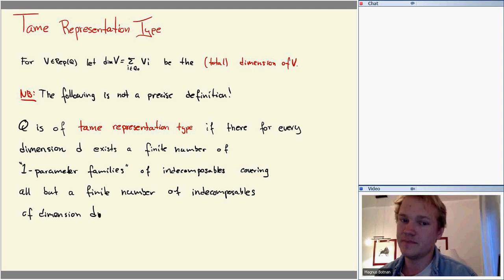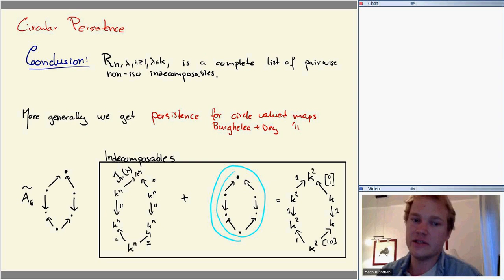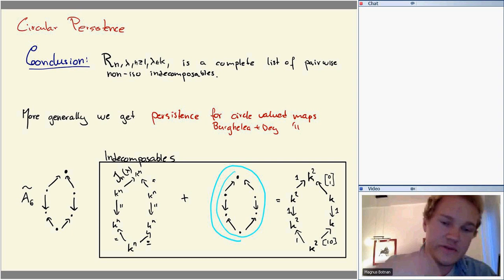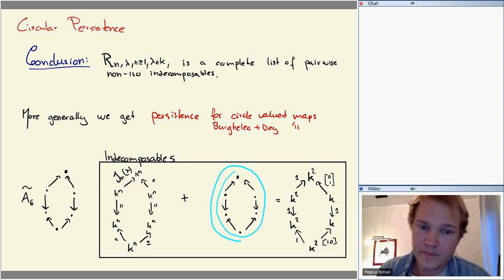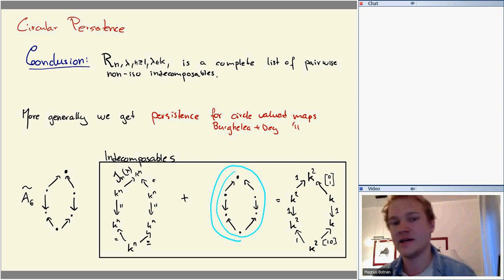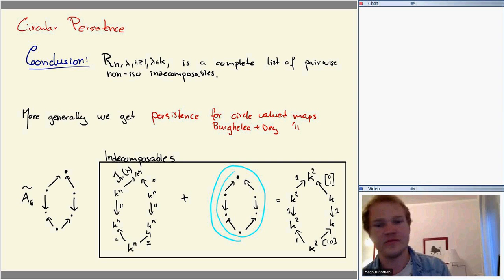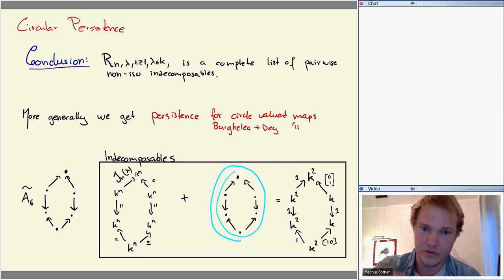Okay, so here we see the Jordan block guys. We have six vertices, so if I fix my dimension to be k squared over all of them, the dimension will be 12. Then we get this Jordan block family, which will amortize all of dimension 12, or possibly a finite number which you get from going around this loop. So this one family will not contain these loop interval modules, but it covers all the rest.